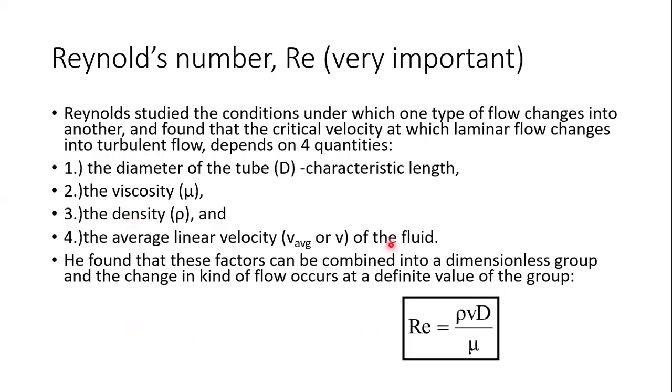So he realized that if we combine all these factors, we can get something that's dimensionless. So Reynolds number is just the density, the velocity, then our characteristic length, which in this case is the diameter of a tube, divided by the viscosity. This was the relation he came up with, right? So if we calculate this, what we are finding is what we call Reynolds number. Now let's look at why it is important.